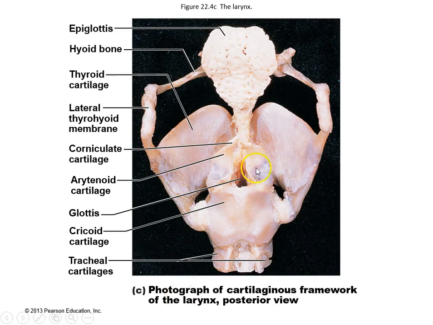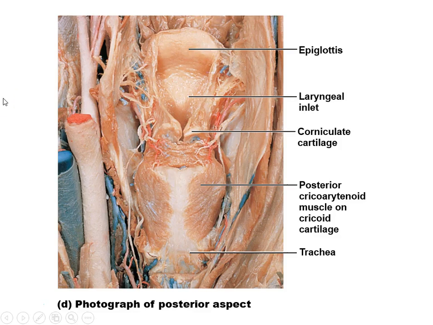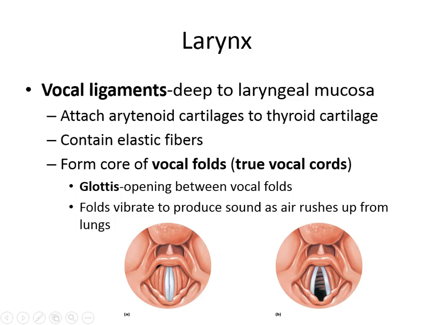Same idea here. Here's a cadaver version. There's the epiglottis. You could see it come down and cover this space. This is a view from the back, so your Adam's apple would be up there in the front portion of the thyroid cartilage. And there's the hyoid bone attached. Here's a view with more structures left. Epiglottis. Glottis comes down.